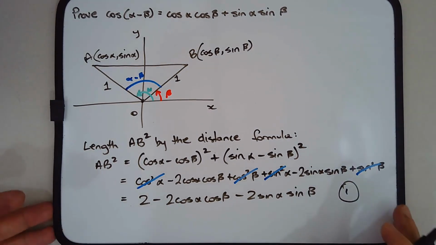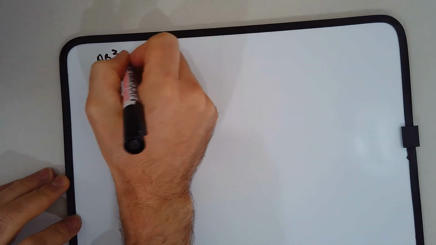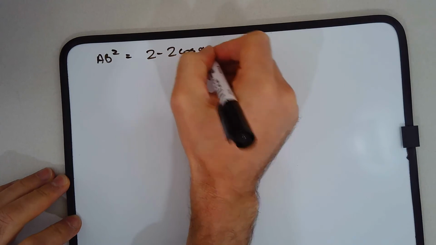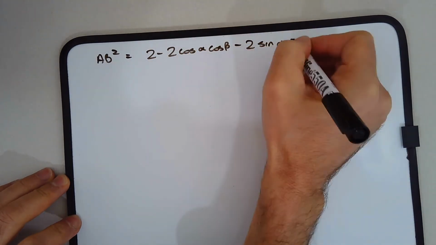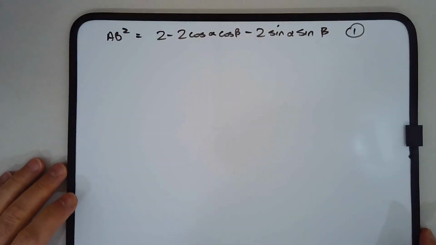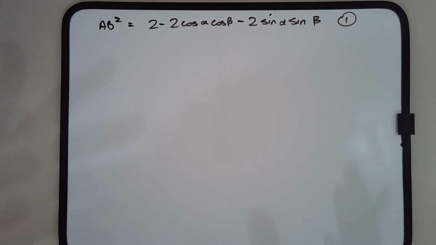So what I might do is on the reverse side of the board, I'm just going to continue the proof. So actually I might just write that again. So AB squared is 2 minus 2 cos alpha cos beta minus 2 sine alpha sine beta. And that was equation number 1, if you recall. Okay, now we need to work out the distance AB, but this time by the cosine rule.